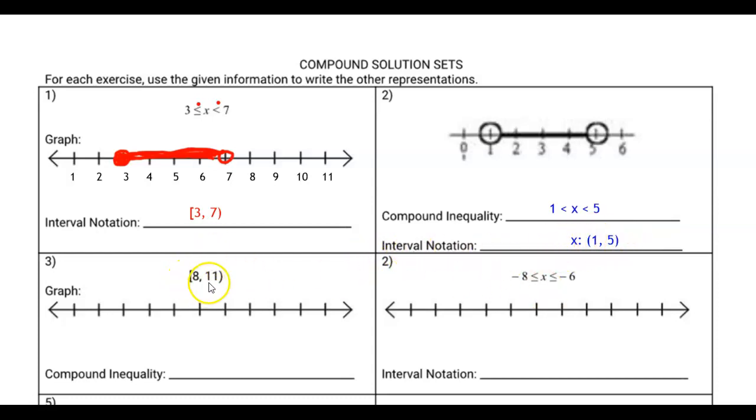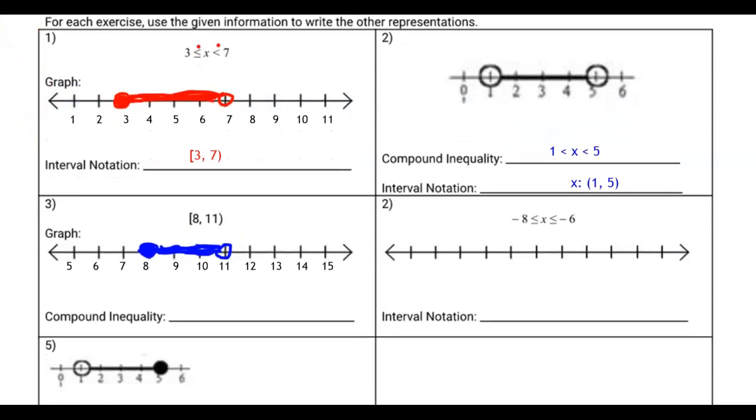Speaking of interval notation, here's one example. 8 with a hard bracket, 11 with a soft. What does the graph look like? Well, I'll show you. Closed circle at 8 because of this hard bracket, this included symbol, and then open circle at 11 because of that soft bracket, parentheses, not included. Let's take a look at the compound inequality, which is simply 8 is less than or equal to x is less than 11. Less than or equal to because of hard bracket, less than because of soft bracket.